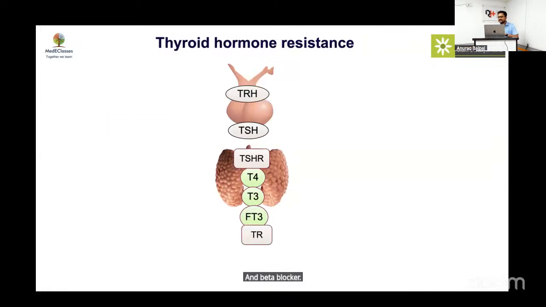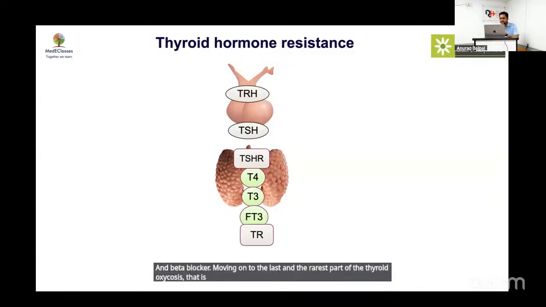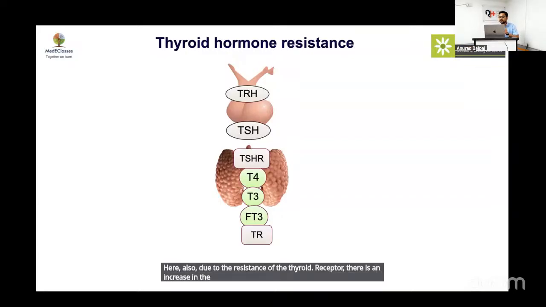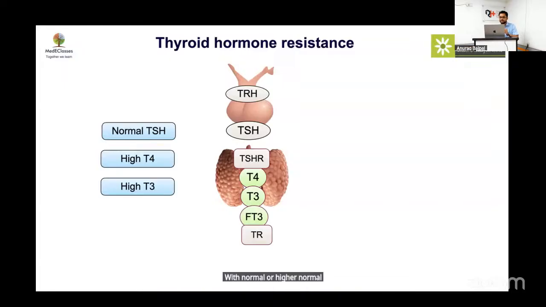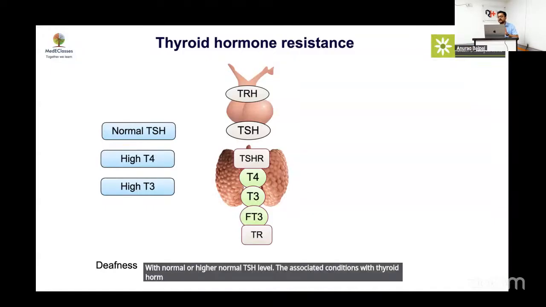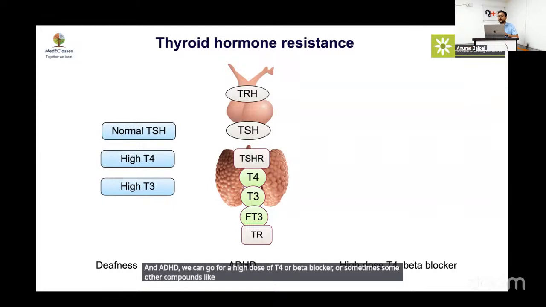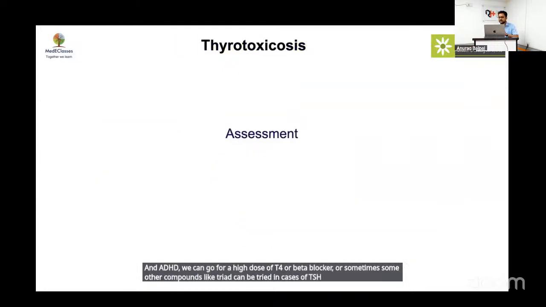Moving on to the last and the rarest cause of thyrotoxicosis, that is thyroid hormone resistance. Here also, due to the resistance of the thyroid receptor, there is an increase in the amount of T4 as well as T3 with a normal or higher normal TSH level. The associated conditions with thyroid hormone resistance are deafness and ADHD. We can go for a high dose of T4 or beta blocker, or sometimes other compounds like TRIAC can be tried in cases of thyroid hormone resistance.